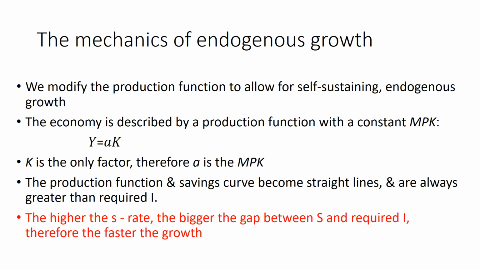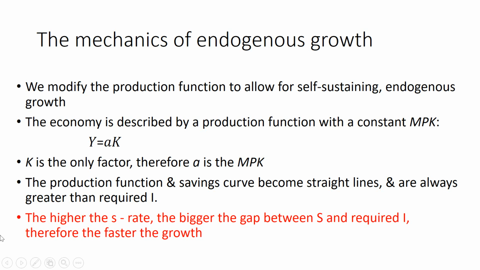So how does endogenous growth theory work? Well, we'll look at a diagram in a second, but in terms of the production function, we have to modify the production function to allow for self-sustaining endogenous growth. We describe the economy using a production function that has a constant marginal product of capital. Remember, the marginal product of capital tells us by how much output will increase for a 1 unit change in the amount of capital stock.